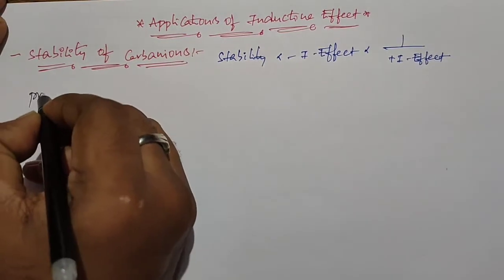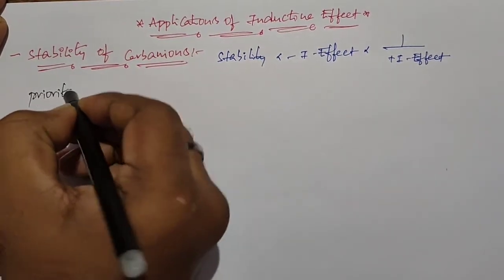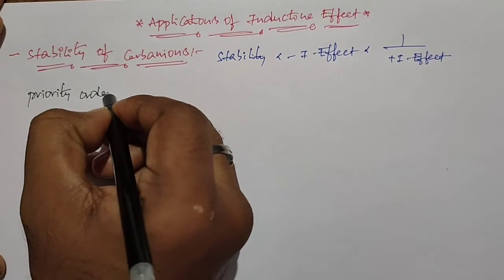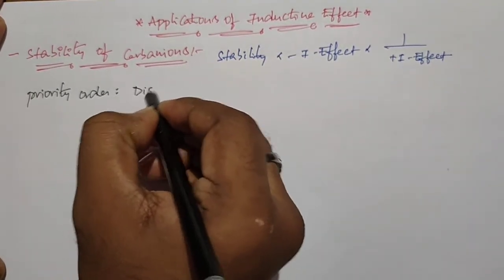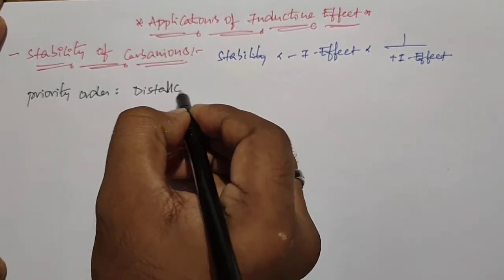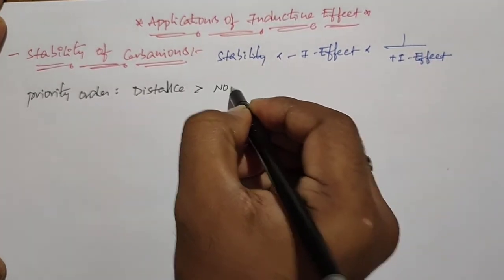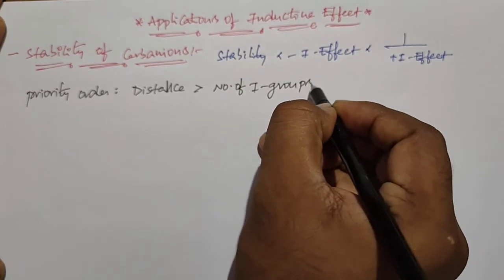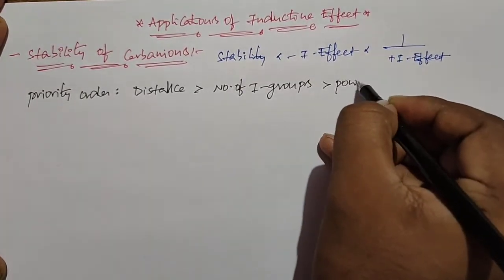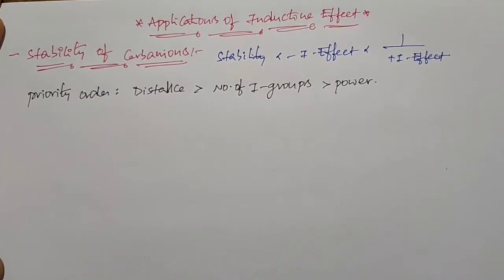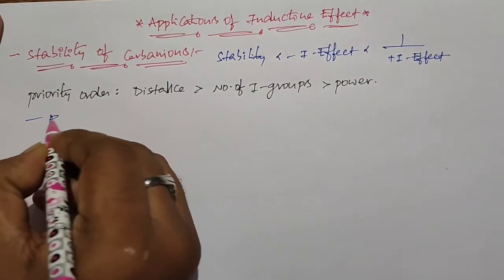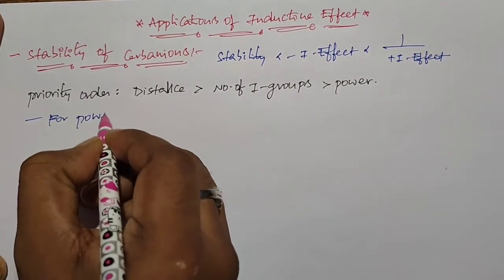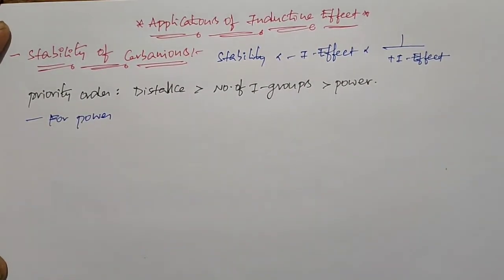Here also we use the priority order. First we give the high priority to distance, then the number of I groups, then power. So here I will give some examples based on this. First I give examples based on power.